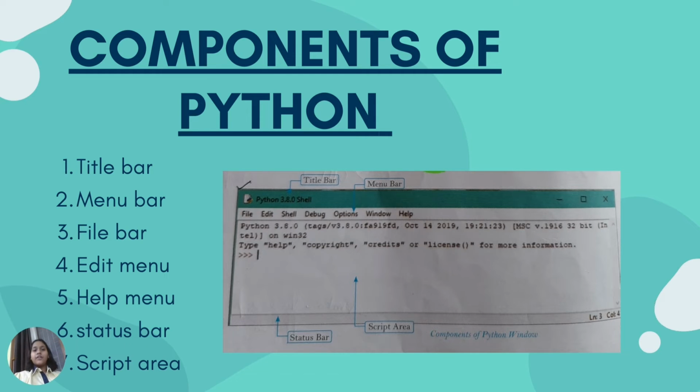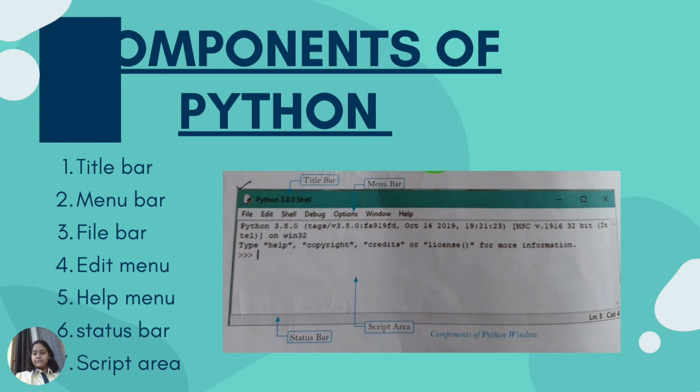Components of Python. There are various components of Python. Following are the components of Python: title bar, menu bar, file bar, edit menu, help menu, status bar, and script area. Here is the image where everything is marked in the Python script area.